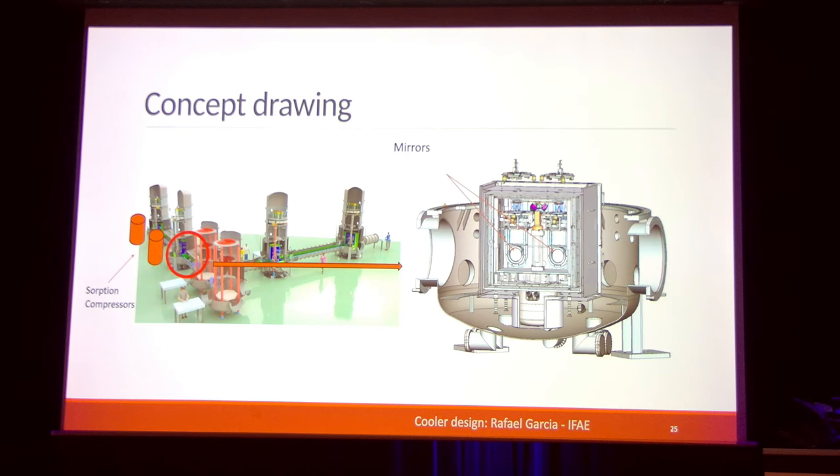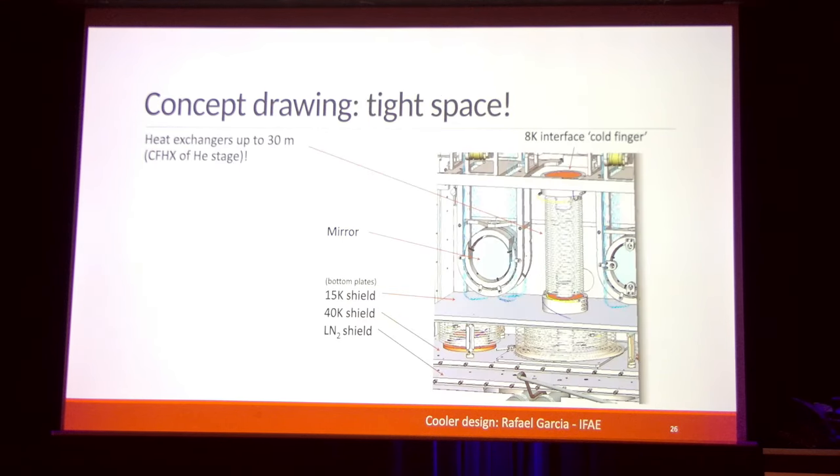And here underneath, and I think I have a zoom, here you see all these heat exchangers, which were just small schematics, which you see, in fact, is a very tight space. And for instance, this 8 Kelvin interface with the helium can reach up to 30 meters of tubing to reach the efficiency which we need to be able to maintain this low temperature during operation.